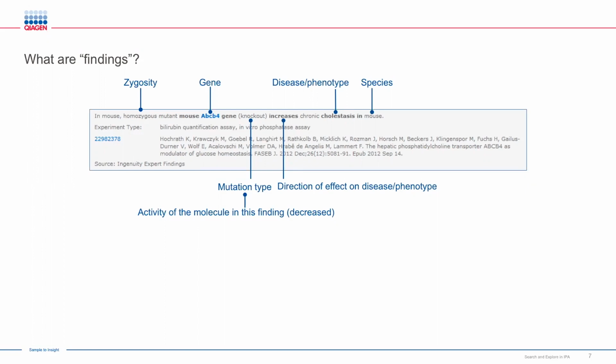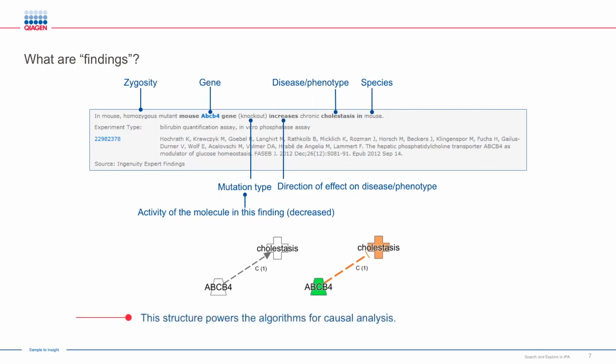Here it's been observed that in a specific mouse strain, a homozygous mutation in the ABCB4 gene increases cholestasis. And as you might have noticed in the first webinar, we don't just show you this information, we actually create a visual diagram to make that information much more palatable, easier to view. And as you might remember from that first webinar, we also color code it, which makes it a little bit easier to immediately see these patterns. So this structure is what powers the algorithm for the analyses and how they can be interpreted in IPA.